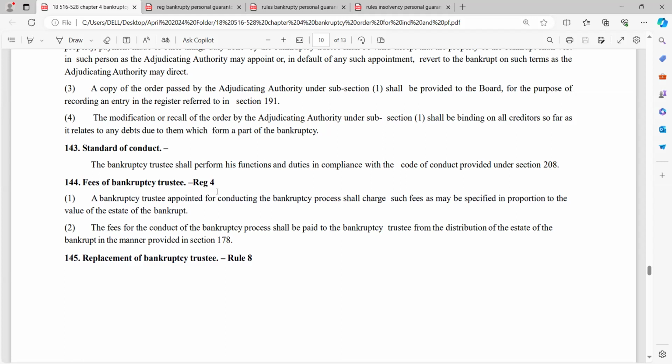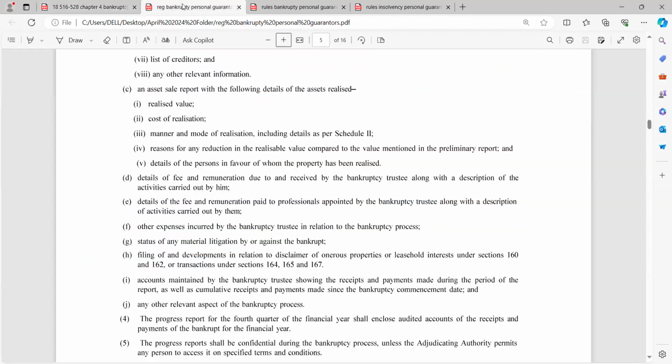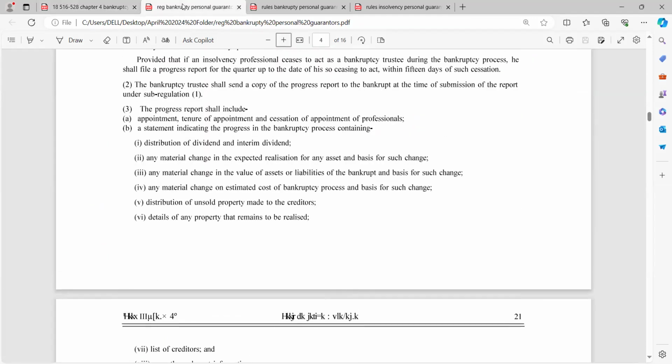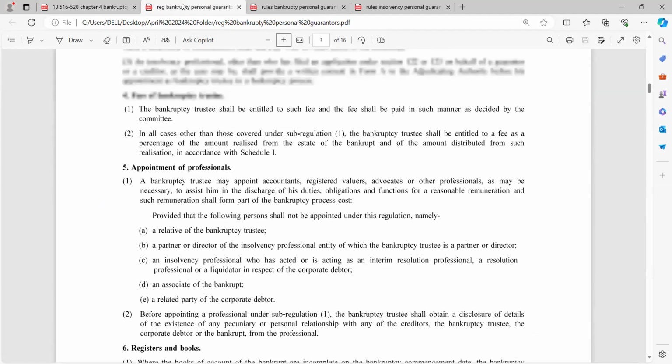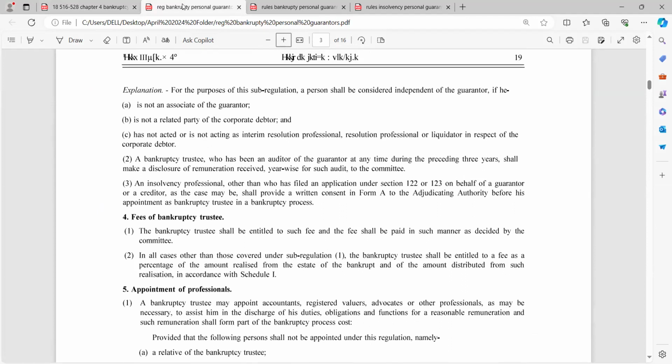नाउ रिप्लेसमेंट ऑफ बैंक्रप्सी ट्रस्टी, ये फीस के लिए रेगुलेशन 4 है आपका. तो रेगुलेशन 4 एक बार देखते हैं क्या है, कुछ खास है क्या उसमें. ये है, as a percentage of the amount realized from the estate of the bankrupt and of the amount distributed in accordance with schedule 1. तो शेड्यूल 1 में फीस दे रखी है, रेगुलेशन 4 along with शेड्यूल 1.